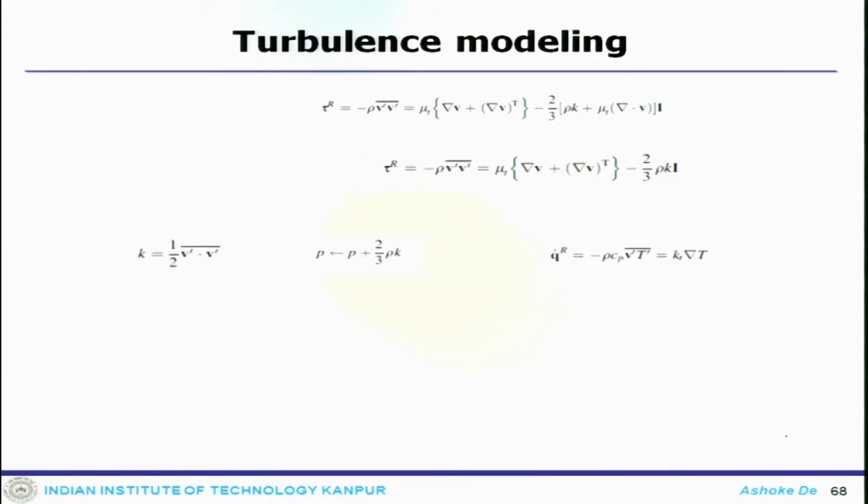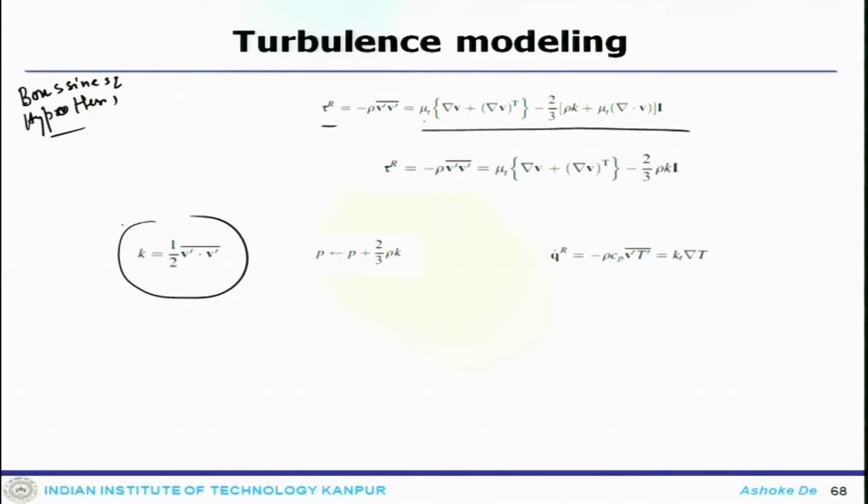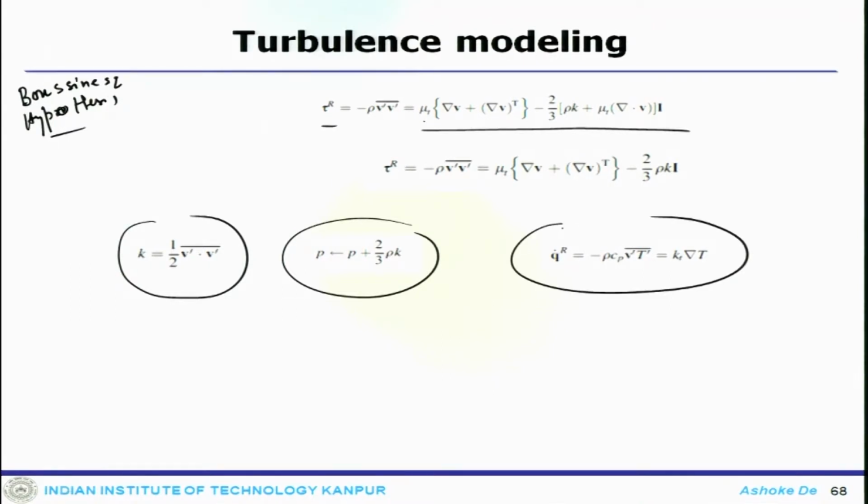Now, one important hypothesis which is used to close these terms is the Boussinesq hypothesis. So, this Reynolds stress term is correlated like turbulent viscosity and molecular viscosity, and your kinetic energy is computed like this. At the same time, your pressure and Reynolds stress are usually combined with the pressure gradient term. So, the turbulent pressure would be like this, and your thermal fluxes are calculated like that.